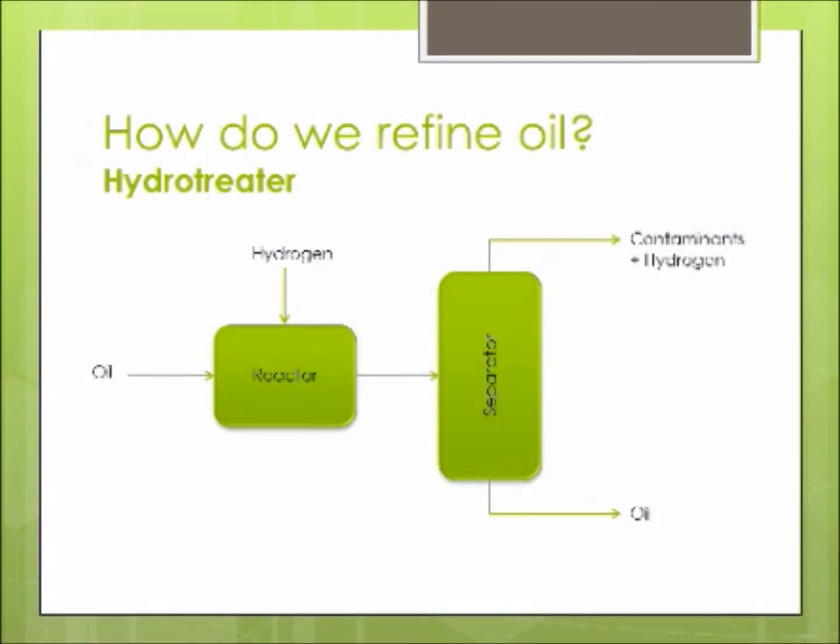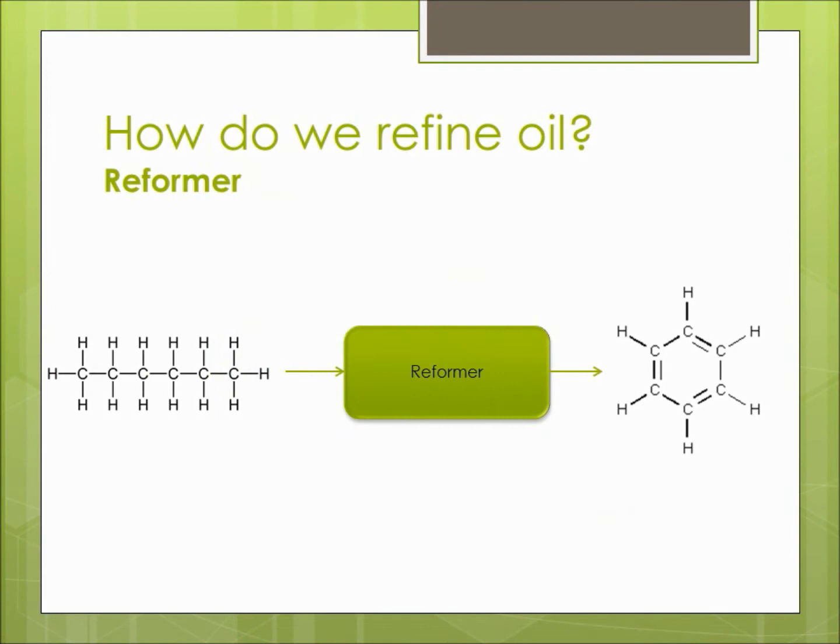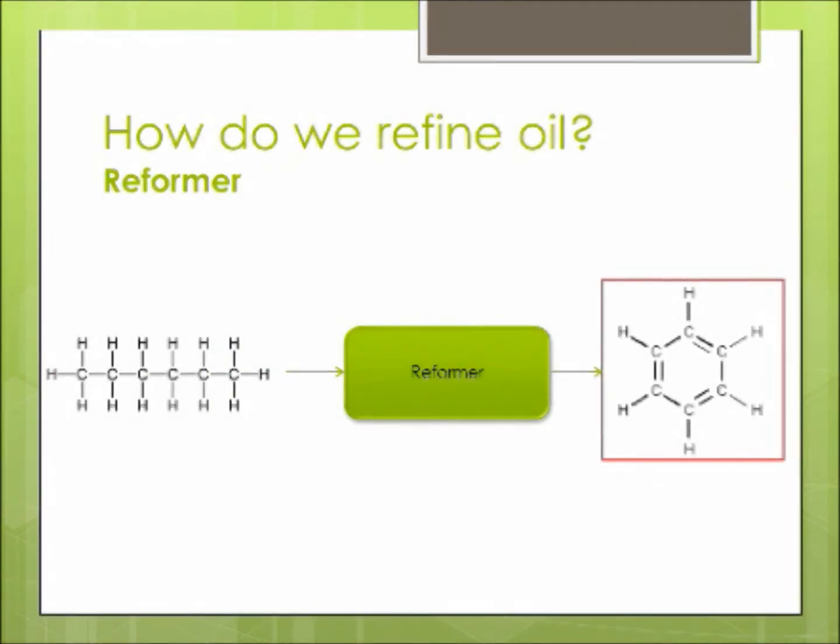Hydrotreating, for example, is a process in which contaminants in the oil, like sulfur and nitrogen, are removed by a chemical reaction with hydrogen. Hydrotreating is important in oil refining because it makes the product safer for the environment. Reforming is a process that changes the shapes of the hydrocarbon molecules. Circular molecules are more useful than linear molecules in gasoline.